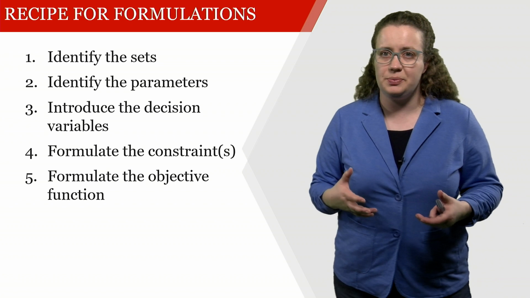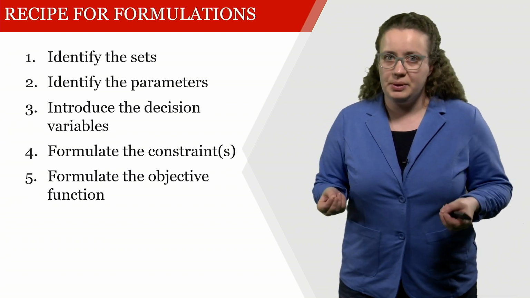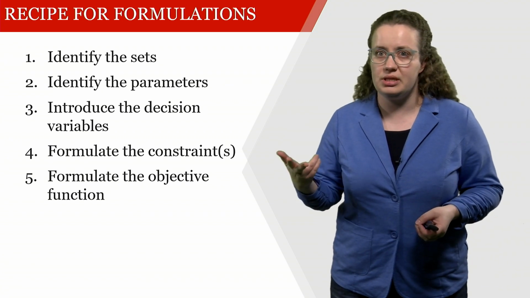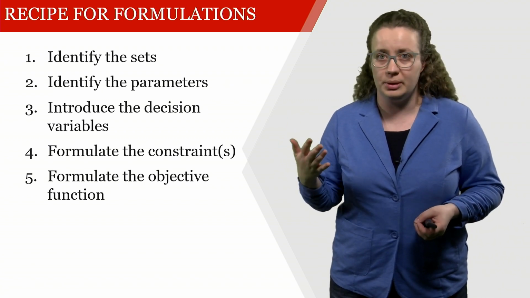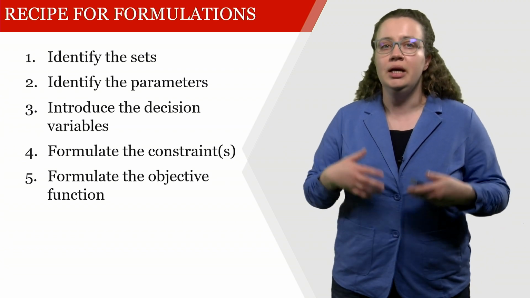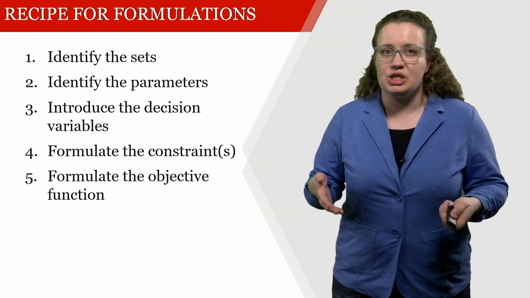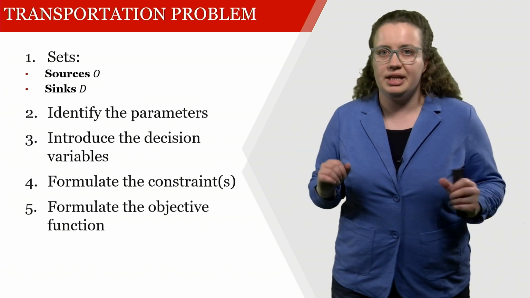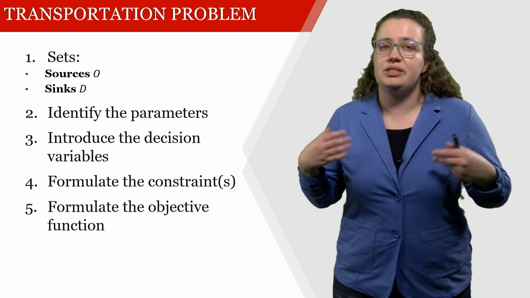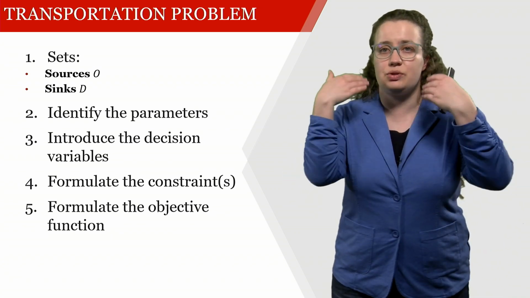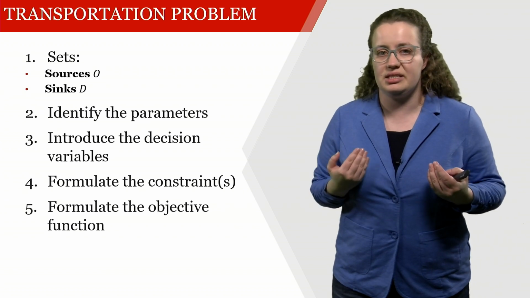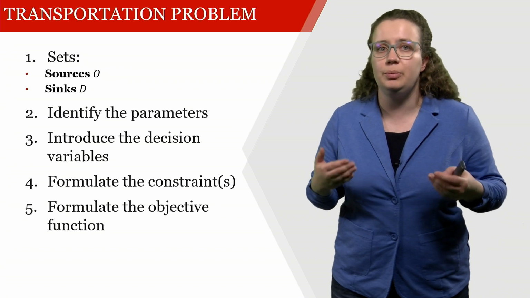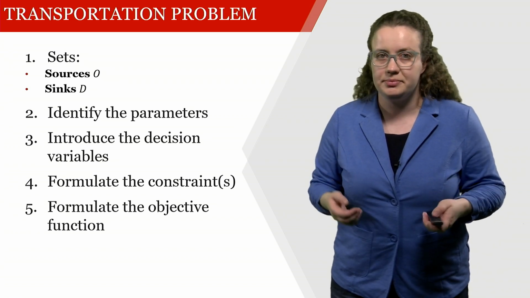So what we're doing for this, we're going to look into the recipe for formulations, which tells us to identify the sets, identify the parameters, introduce the decision variables, formulate constraints, and formulate the objective function. So now let's do that. What are we having in this problem? First and foremost, we have sources and sinks. That's just an artificial naming convention that we use. So usually sources is everything that has a supply, while sinks is everything that has a demand. So in our case, Atlas and Gemini are sources, while Auditorium, Luna and Vertigo are sinks.